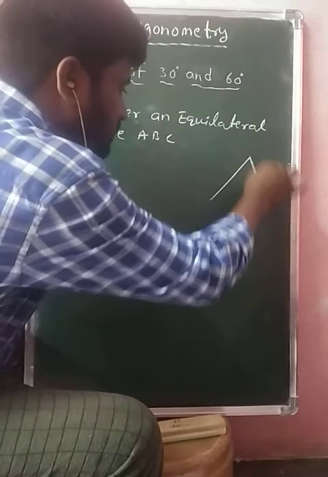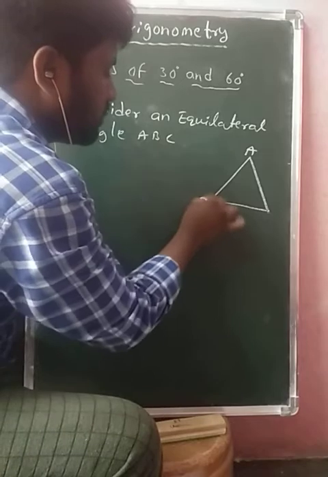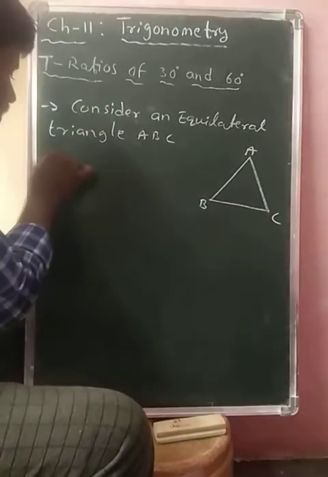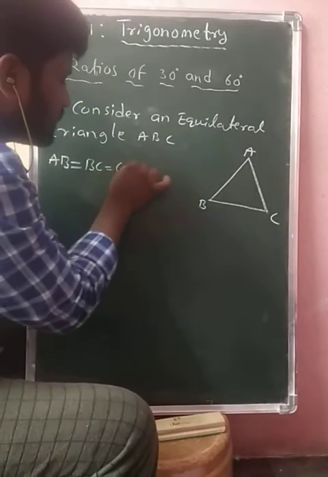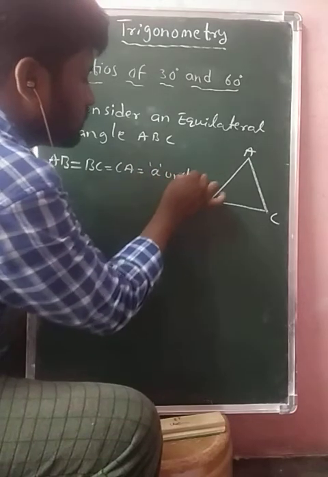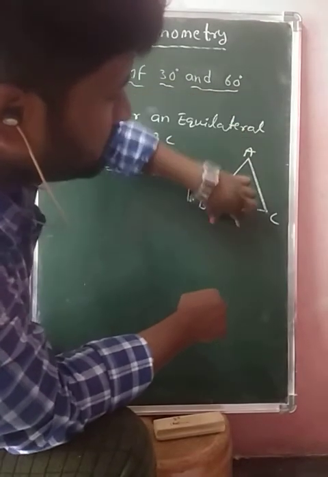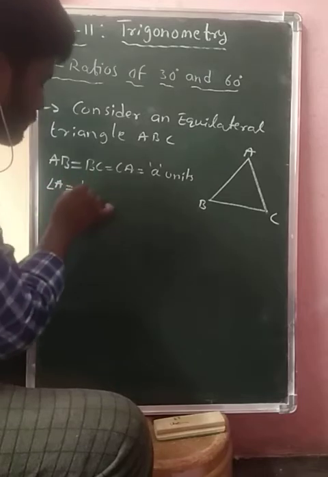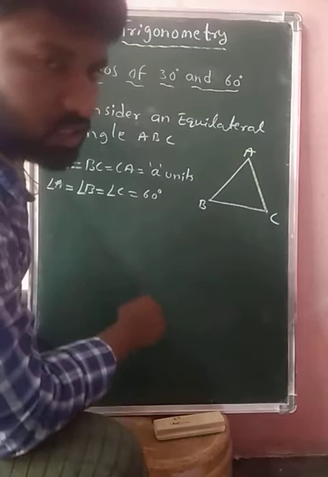So see here, I am taking triangle ABC. It is an equilateral triangle. That means three sides are equal. That is AB is equal to BC is equal to CA, I am taking A units. Because the three sides are equal in length, and as well as we know angle A is equal to angle B is equal to angle C, that is 60 degrees.